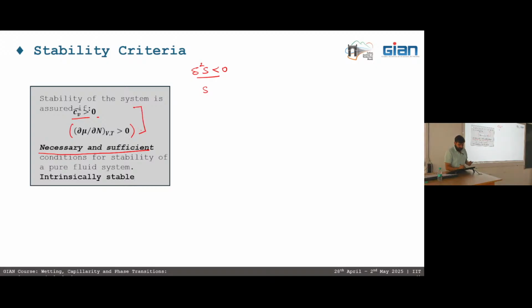We can also write this term here using the Maxwell relations in terms of pressure and volume, which will further give us the criteria for mechanical stability. So we can write del mu by del n is equal to minus v square by n square del p by del v.